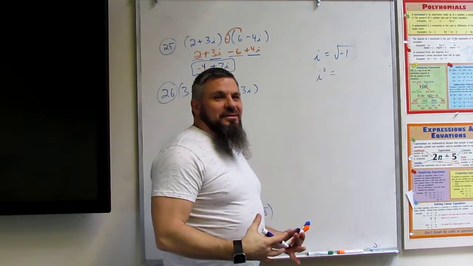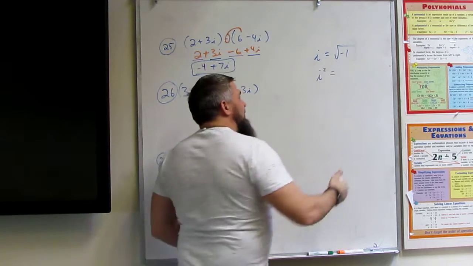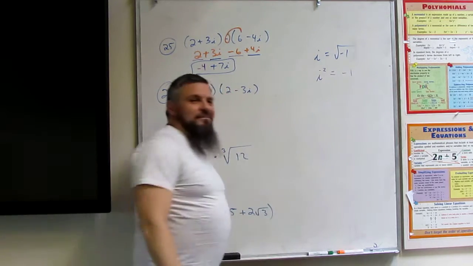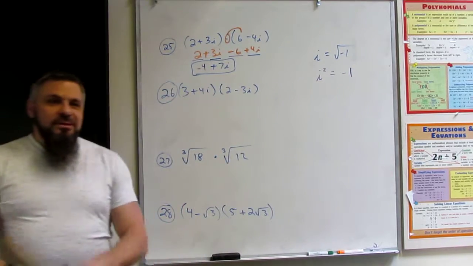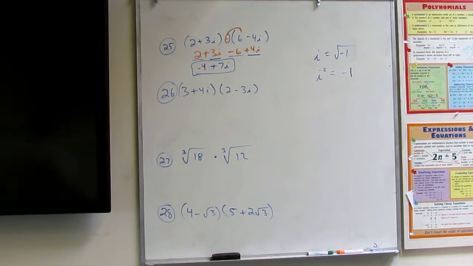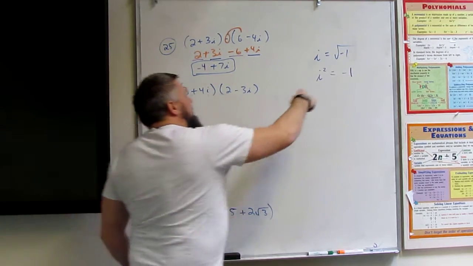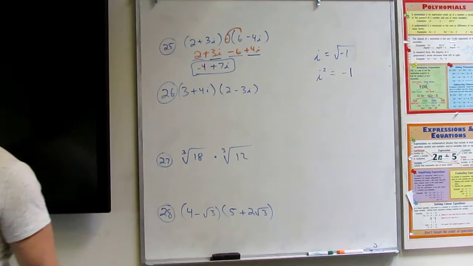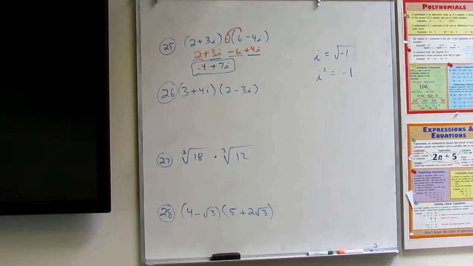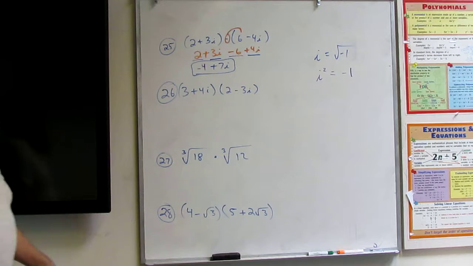Wouldn't that be... I don't know why I just blanked on that. It just gets rid of the square root. So it's negative 1. Right? So we have to know that squaring a square root gets rid of it. So it's just negative 1. The reason I'm bringing this up is for 26.